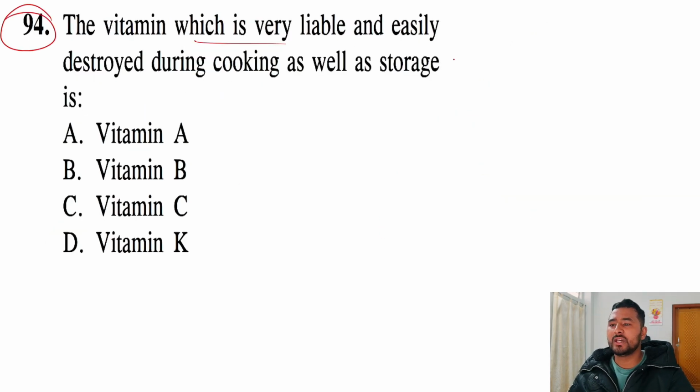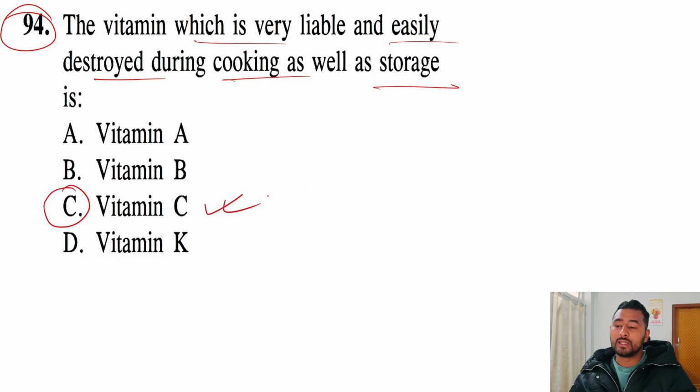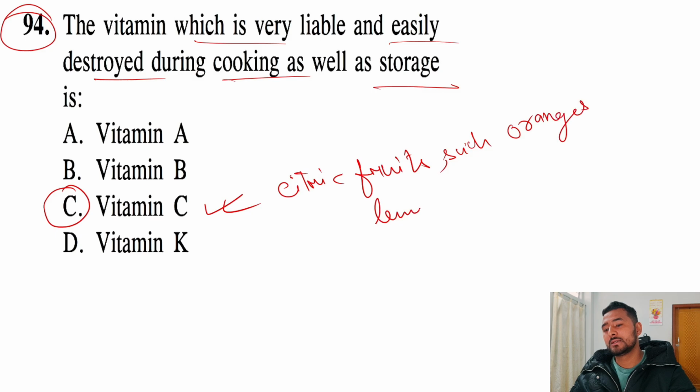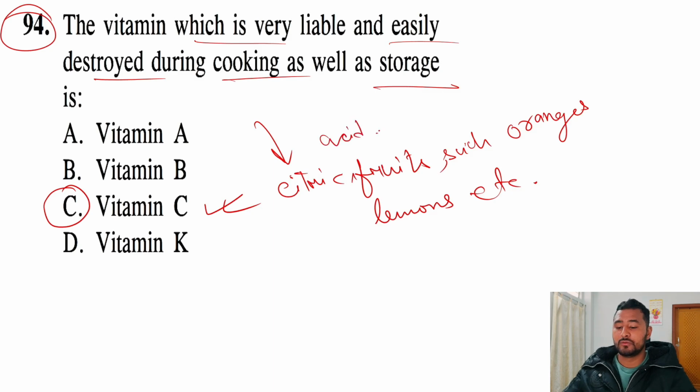94. The vitamin which is very labile and easily destroyed during cooking as well as storage. Which of the following vitamins is easily destroyed while cooking? It will be option number C, that is vitamin C. Where do you get vitamin C? In citrus fruits such as oranges, lemons, etc. Vitamin C is also known as citric acid. Remember, citric acid. Don't be confused with that.